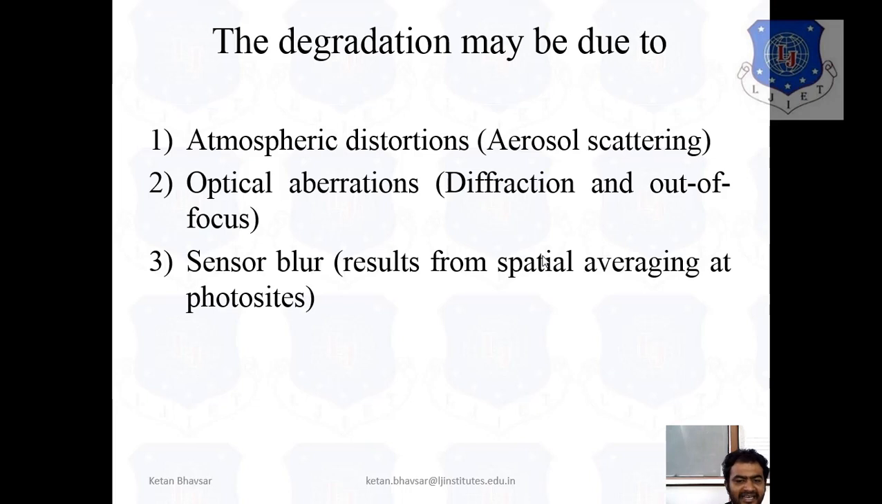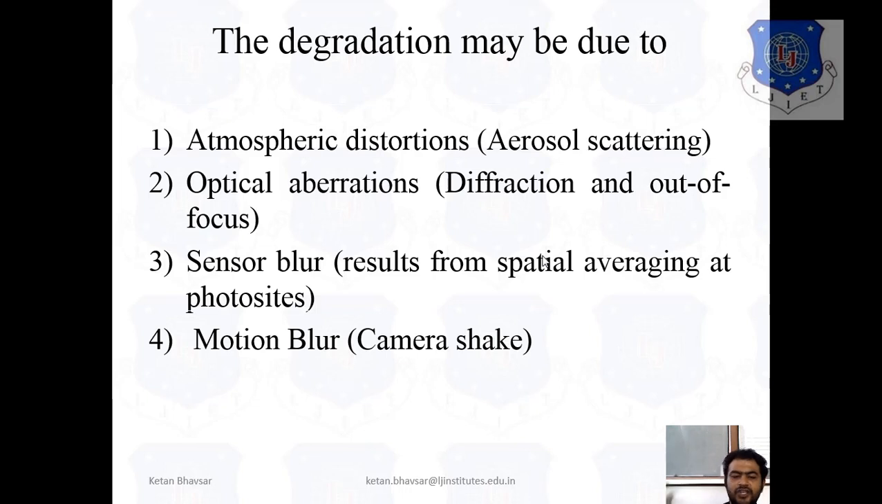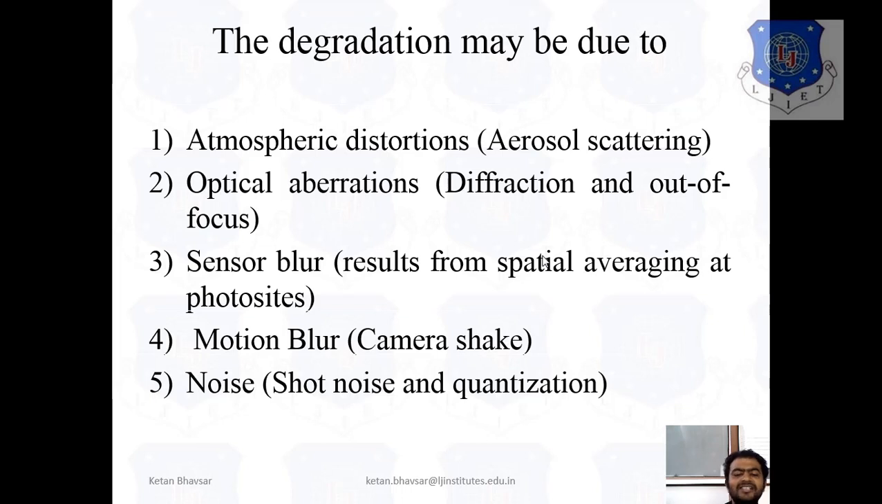Sensor blur, because of the error in the camera, is also possible. Motion blur, if you shake your camera or your object is moving, is also one type of noise. Shot noise and quantization, because of the movement and the variation in the contrast value. So these are different types of noise that are generally added to your image and degrade its quality.